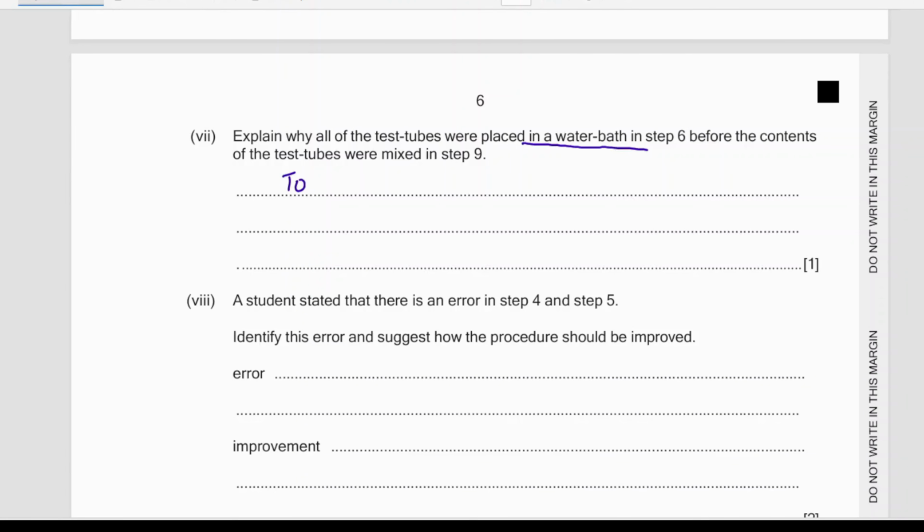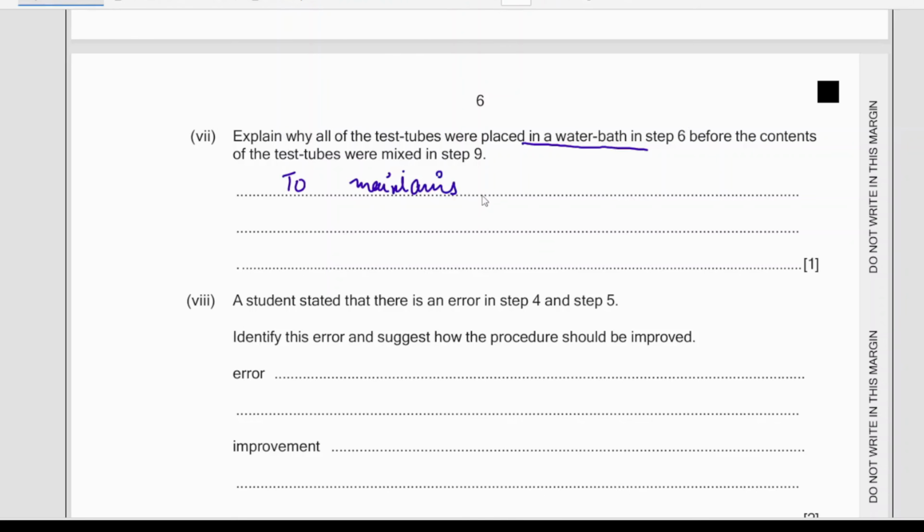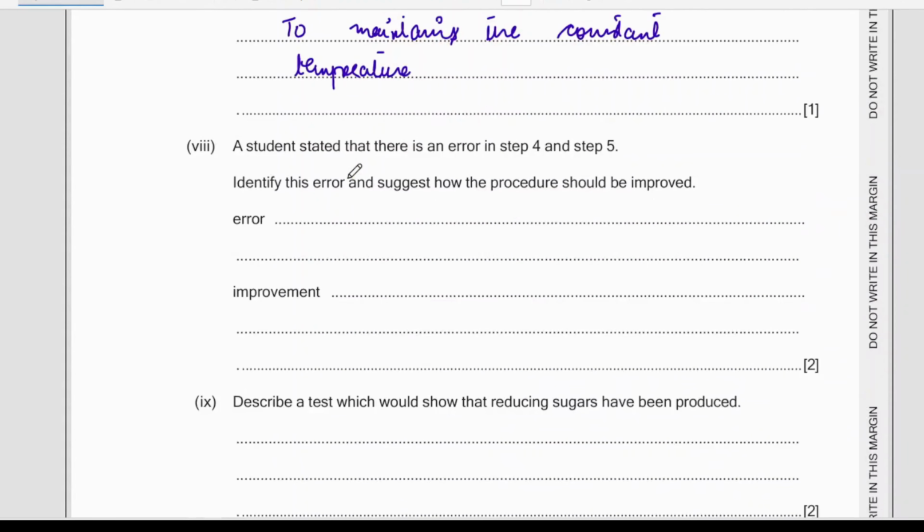To maintain the temperature. Good. To maintain the constant temperature. Are you using key? Why do I have a feeling that you are using "to maintain" because you were about to use the word "equivalent". Constant, equal, means it should be at equilibrium.